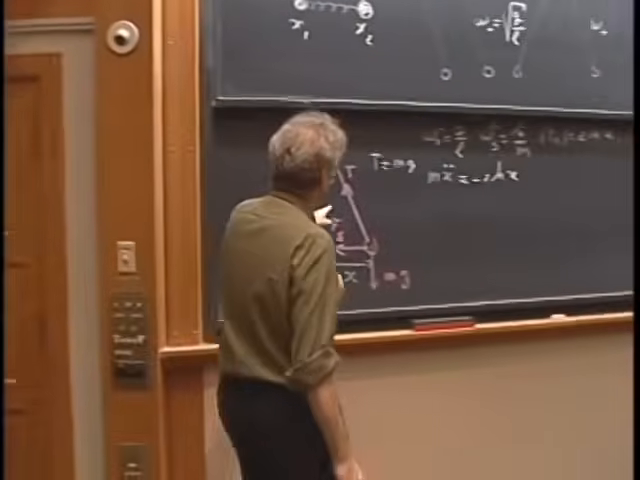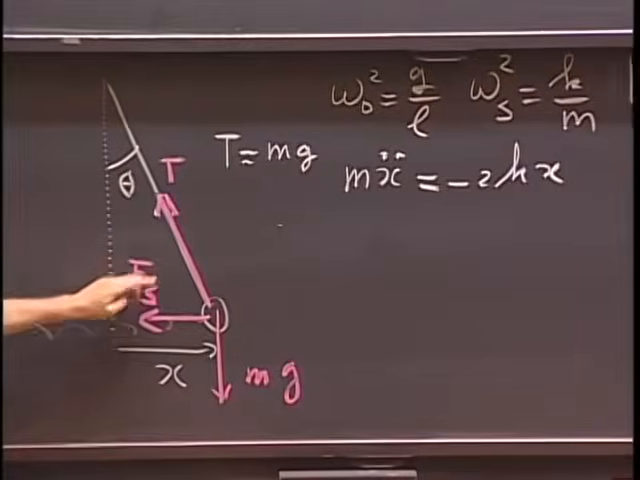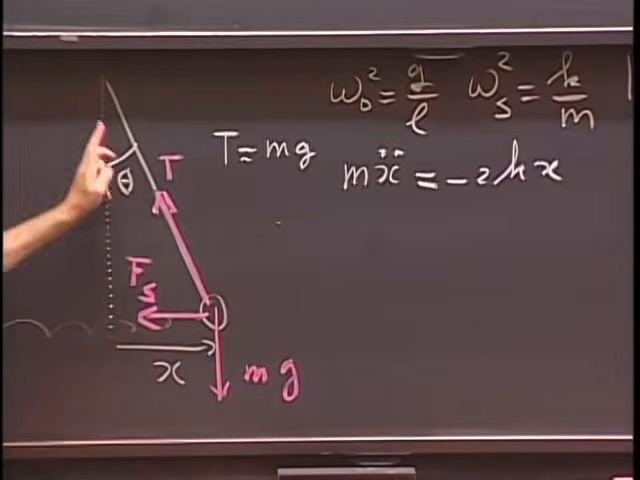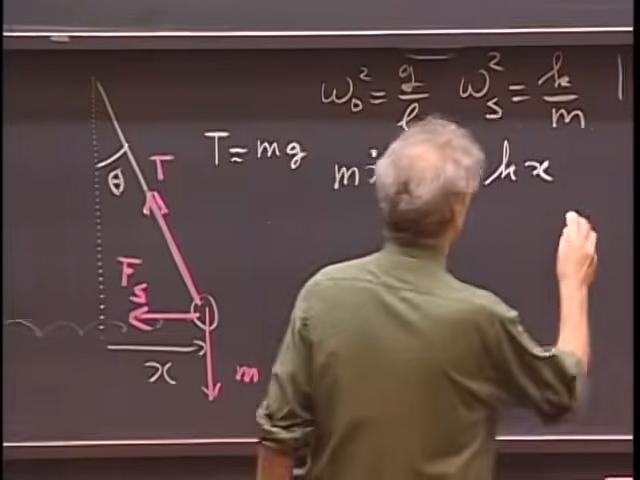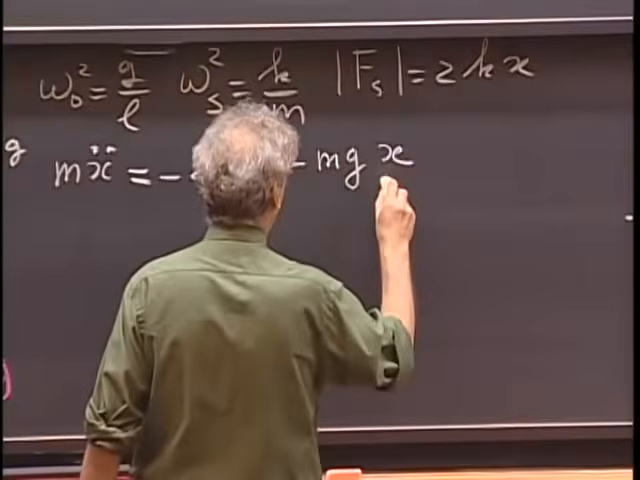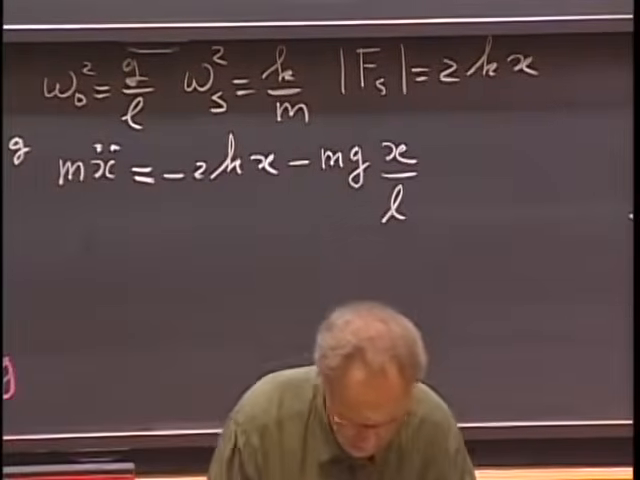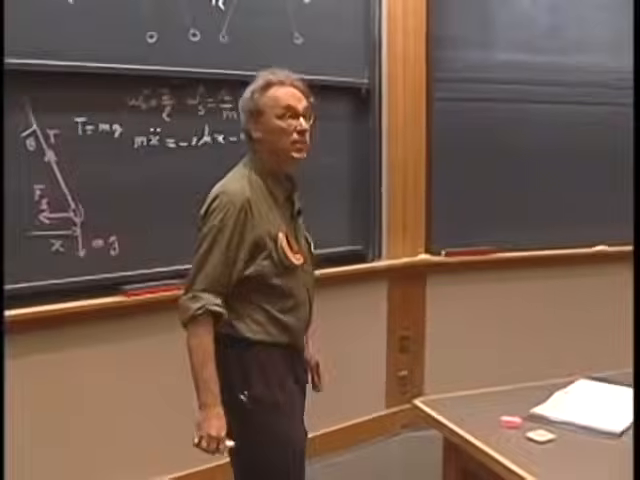Remember, that's the only one that is important here, which is T sine theta, but T is mg, and sine theta is x divided by L, if L is the length of the pendulum. So we get minus T, which is mg, times the sine of theta, which is x divided by L. And so this is the differential equation.